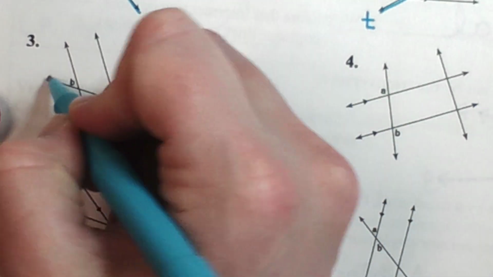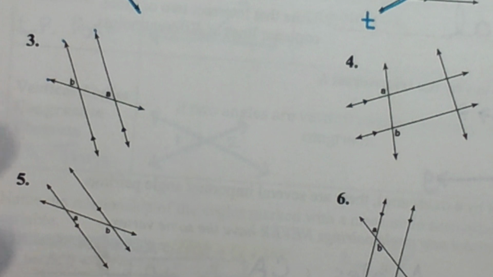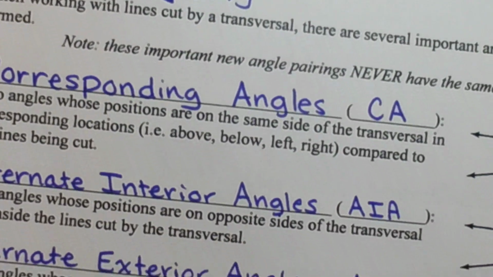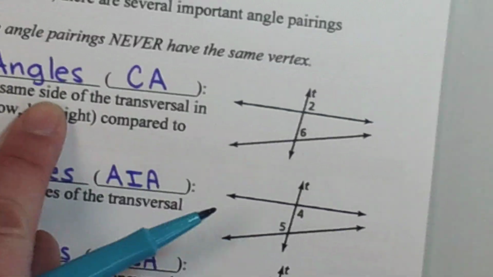Okay. Line 1, line 2, line 3. Transversal is 1. Do A and B share a vertex? No. Are they on the same side of the line or opposite sides of the transversal? Same. So, same side of transversal means either corresponding or consecutive interior. Has to start with a C when they're on the same side of the transversal. Are they both between the two lines cut, outside of the two lines cut, or is it one of each? One of each. Same side of transversal. One interior, one exterior is corresponding.